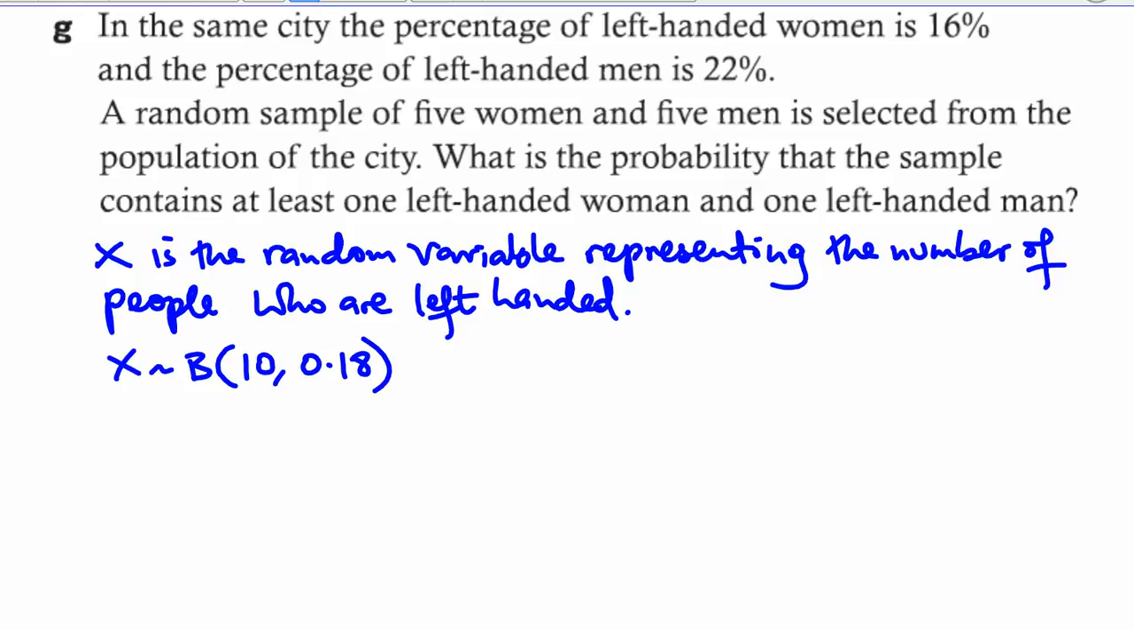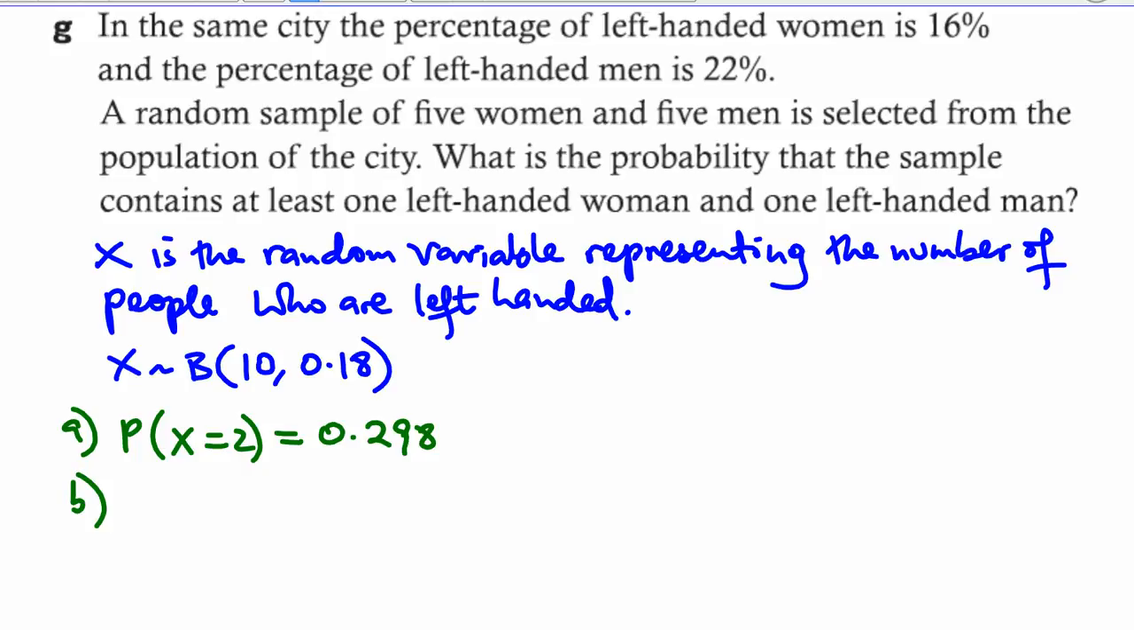The first question, A. Find the probability that exactly 2 of them will be left-handed. So probability X is equal to 2. And you can plug that into your calculator. I'm sure by now you know how to do it. So that will be 0.298.